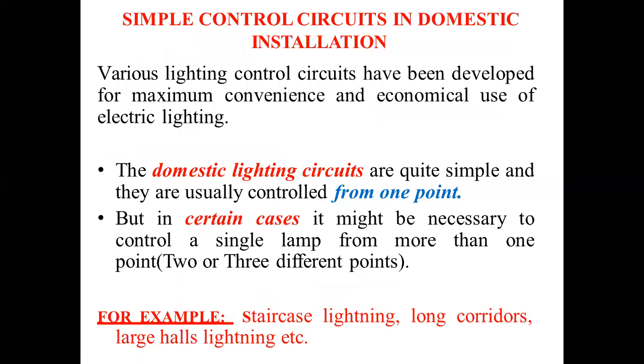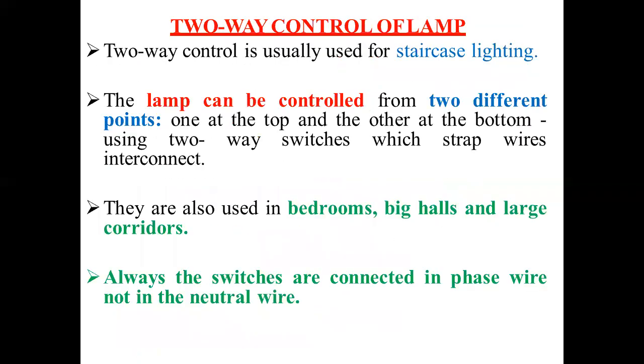Let us discuss the next important topic, that is the simple control circuits in domestic installation. Example, staircase lighting or long corridors or large halls lighting, etc. So there is a two-way control of lamp. Two-way means the same one output can be controlled in two different locations, which is commonly known as staircase wiring or staircase lighting.